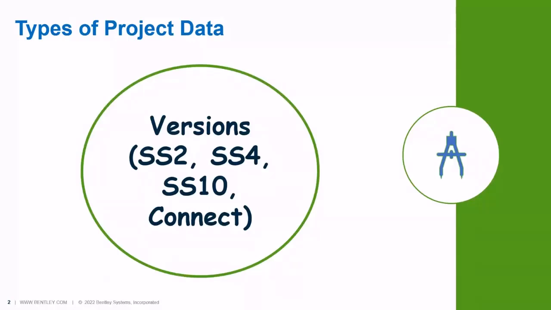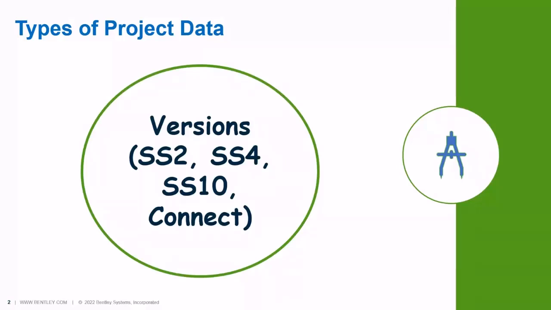And the reason for that is because most of the time when we think about moving or migrating data, we tend to focus on software versions, you know, SS2, SS4, SS10, or Connect. In other words, I've got SS2 data and I need to go to ORD, or I've got SS10 data that needs to go to ORD Connect. But that's a little bit difficult to focus on versions, because data can vary so much.